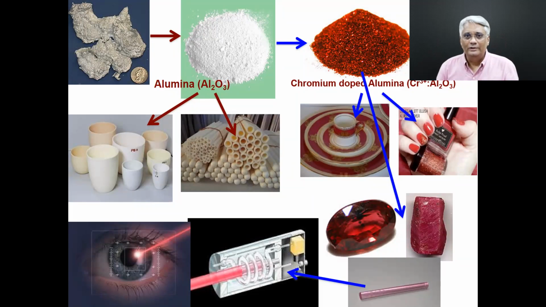But here is a case where you transform the material into a colored one, make a crystal out of it, and then that crystal can be used as a laser material.